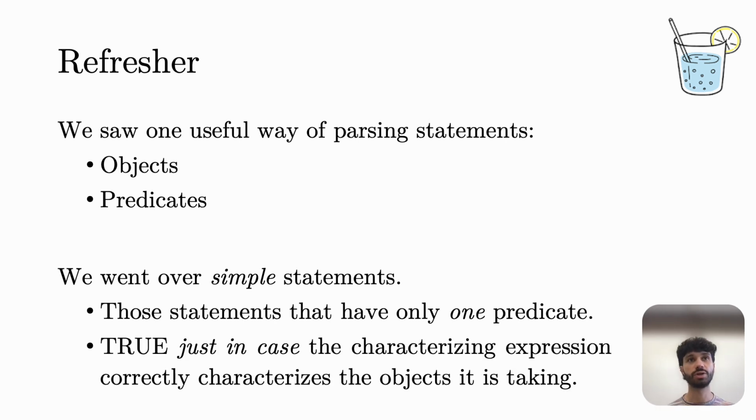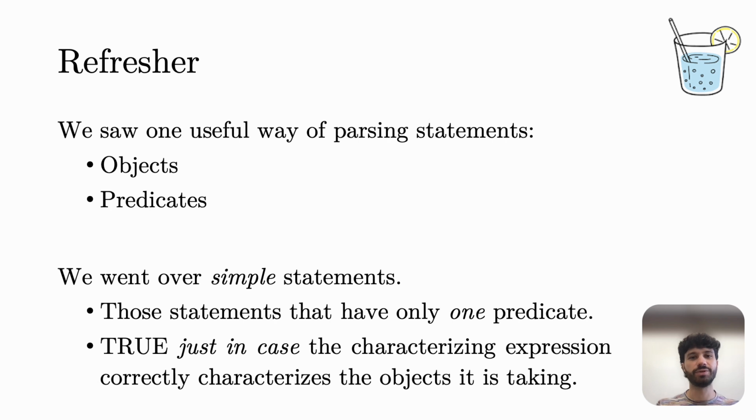So in this class, we're going to be concerned with whether an argument is either strong or valid. And we'll see what these mean in a second. But to do that, we need to figure out whether parts of the reasoning process are true or false. And in simple statements, a simple statement is true just in case the characterizing expression correctly characterizes the object it is talking about. That might be a little bit of a mouthful, but what it is saying is that really the predicate is saying the right thing about the object or the objects.